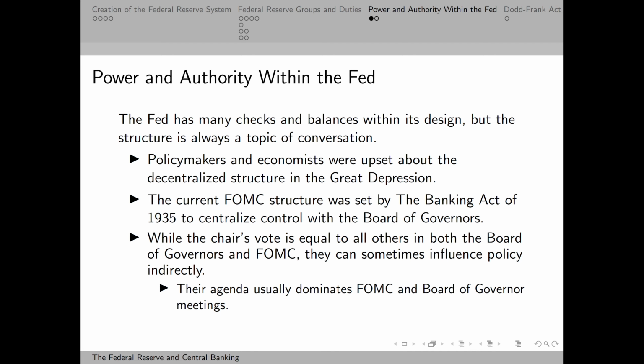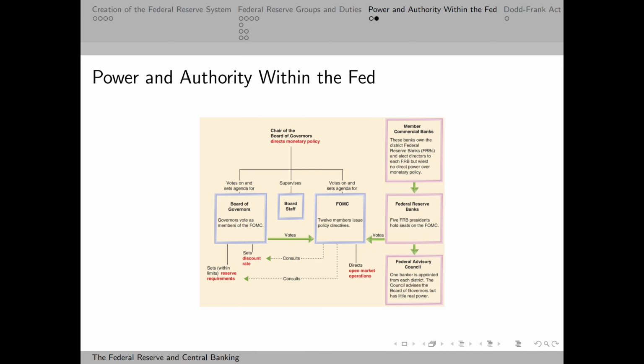Additionally, while the chair's vote is equal to all others in the Board of Governors and the FOMC, they do get to influence policy indirectly. Usually, we end up seeing the chair's agenda dominating FOMC and Board of Governor meetings because they're the ones that set it. So it's more of an implicit influence rather than explicit influence, but we usually see open market actions that closely resemble what the chair wants to see.